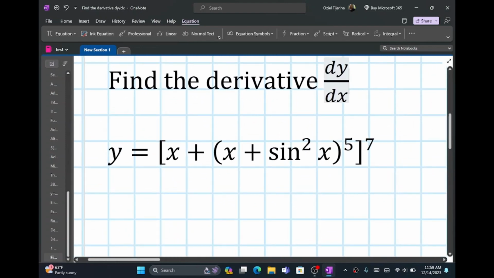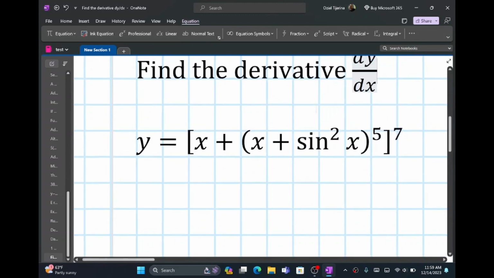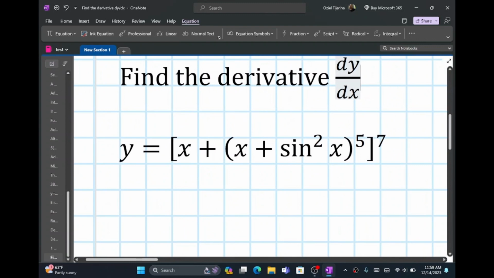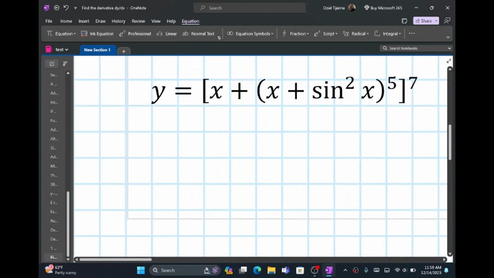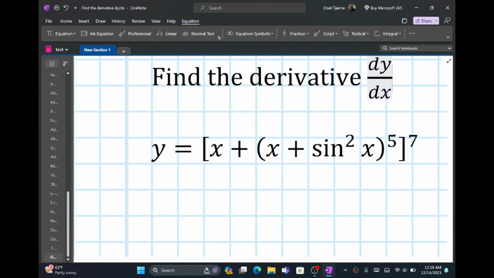Now this is for calculus, so this problem is really difficult. There's a lot going on. We want to find the derivative dy/dx using the chain rule. There's chain rule and power rule going on here. So it says find the derivative dy/dx. Now, what I'm going to do is this by variable substitution. I feel like that is the best way to do it.